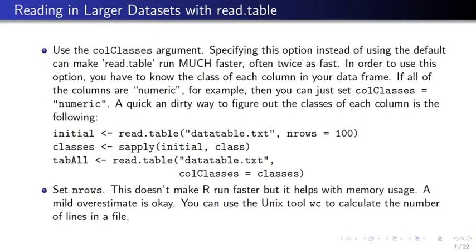If you can tell R how many rows are going to be read in, then it can calculate the memory that's going to be required and not have to figure it out on the go. So even if you mildly overestimate how many rows there are in the data set, that's okay, because it won't make a difference. It'll still read the correct number of rows.